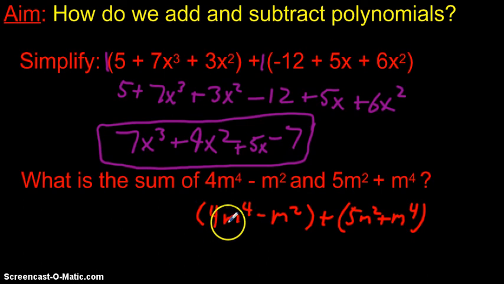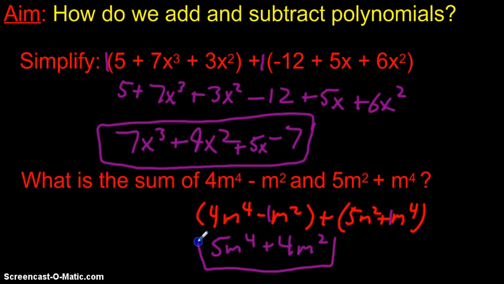We can just combine the like terms. So 4m to the fourth and 1m to the fourth, again if there's no number it is a 1, is 5m to the fourth. We have negative 1 m squared plus 5m squared, which is negative 1 plus 5, which is 4, so 4m squared. And again, I wrote it with the highest exponent first, the other exponent second. So this would be the sum of those two polynomials.